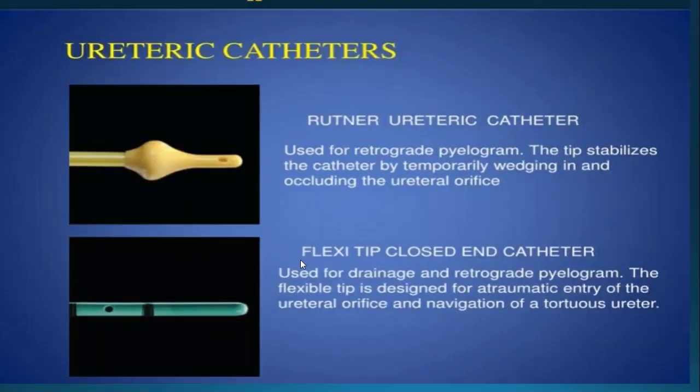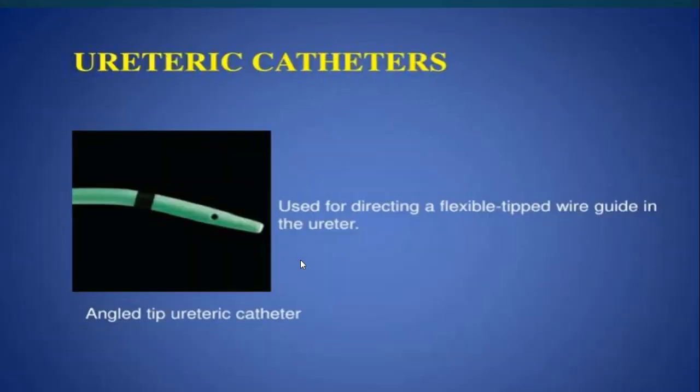Routine ureteric catheter is used for retrograde pyelogram. The tip stabilizes the catheter by temporarily wedging in and occluding the ureteral orifice. Flexi tip closed end catheter is used for drainage and retrograde pyelogram, and the flexible tip is designed for atraumatic entry of the ureteral orifice and navigation of a tortuous ureter.